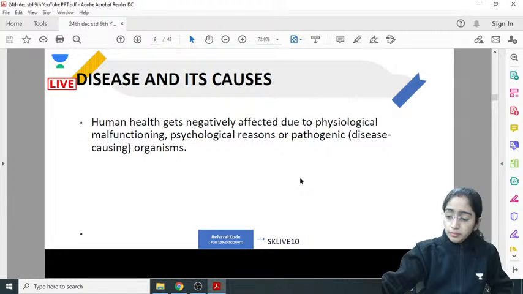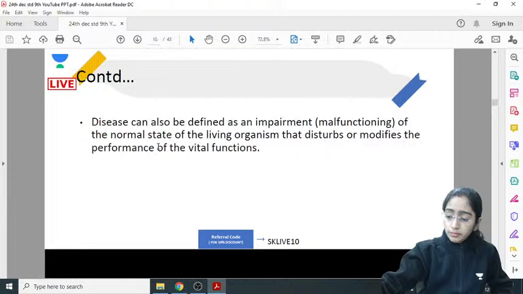Continue, fine. So disease and its causes, if I talk about it, human health gets negatively affected due to physiological malfunctioning. See, physiological reasons and pathogens, that is disease-causing microorganisms, cause diseases. Disease can also be defined as the impairment or malfunctioning of the normal state of a living organism. Disease matlab kya? When the normal state is changing.